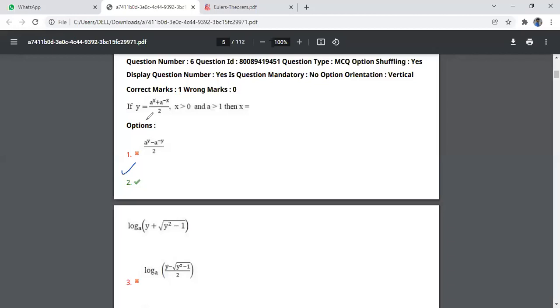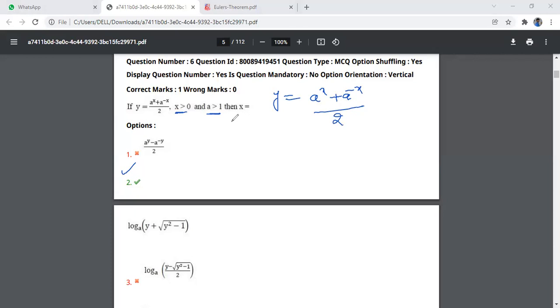The question is, they are asking y is equal to (a power x plus a power minus x) by 2, and they have given some clue here. We can do it in just a simple 30 to 40 seconds. They said x greater than 0 and a greater than 1. Then what is the value of x they are asking? Simple. Like these questions, you can assume the values, because they are not saying anything here.